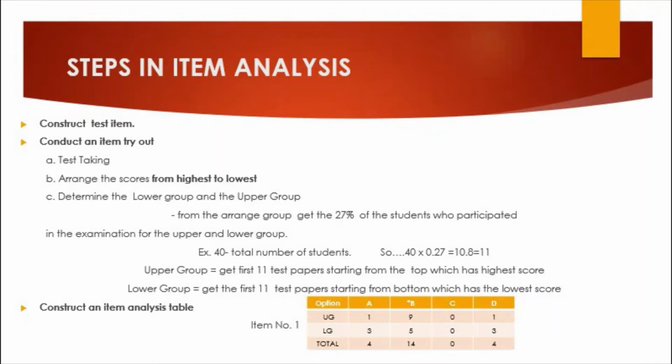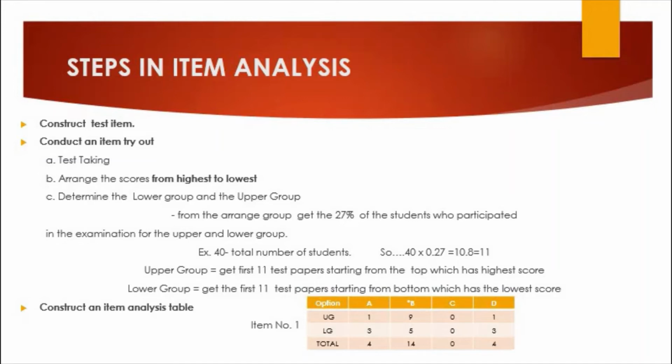Or paano natin madidetermine? So, para po malaman natin ang upper at lower group, kailangan lang natin kunin ang total number of students ng ating test taker and multiply it by 27%. But before that, we need to convert 27% into decimal point. So, magiging 0.27 na siya. So, yung 27% is the standard talaga, class.